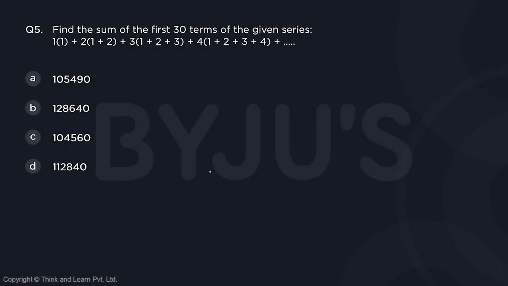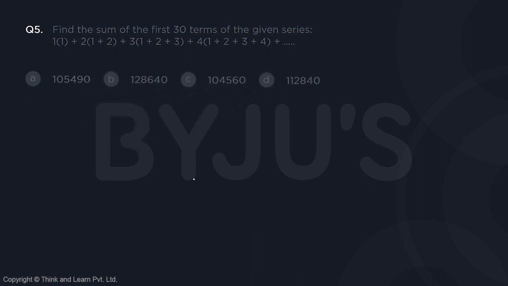Here we have question number 5 now. Find the sum of the first 30 terms of the given series. If you look at this series, it says 1 times 1, 2 times (1 plus 2), 3 times (1 plus 2 plus 3), and so on.